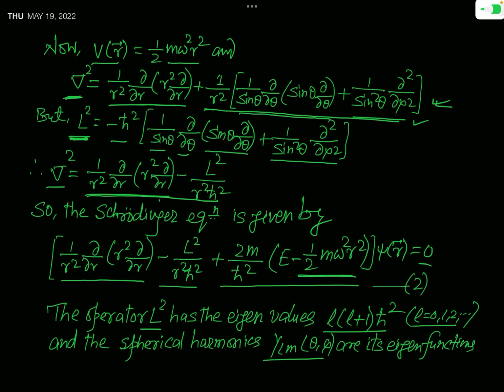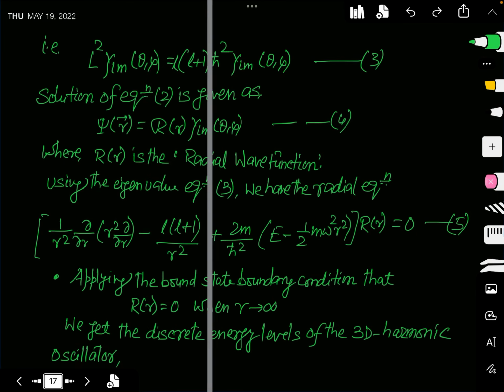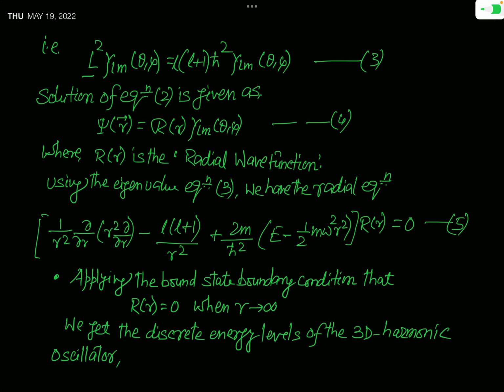The operator L square has the eigenvalues l times l plus 1 into h bar square, and the eigenfunctions for this operator are spherical harmonics, represented by the symbol Y lm of theta phi. So if you want to write the eigenvalue equation for this L square operator, you can see it here. This is your operator L square, operated on its eigenfunction, the spherical harmonics Y lm theta phi. When we operate L square on the eigenfunction Y lm theta phi, we get the eigenvalue of this operator, which is l into l plus 1 h bar square, times the same eigenfunction. So this equation 3 is simply the eigenvalue equation of the operator L square.